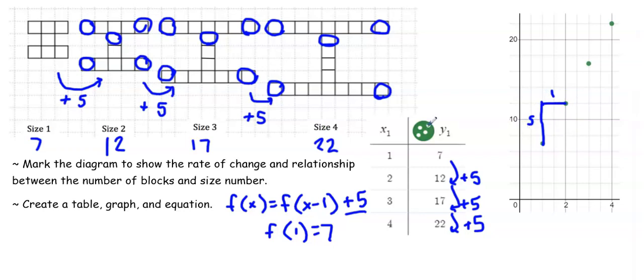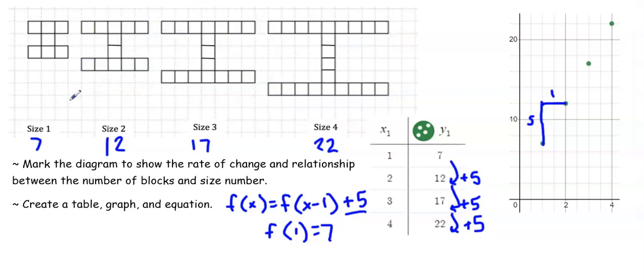So in addition to looking at my diagram recursively, I also want to look at the diagram and create an explicit equation. So I'm going to clear my diagram so that we don't get confused. And I want to relate the number of blocks in the diagram to the size number. When I look at the diagram for size 1, I notice that I have 1 block here, 1 block here, 1 block there, 1 block here, and 1 block here. So I have 1, 2, 3, 4, 5 groups of 1 plus 2 extras.